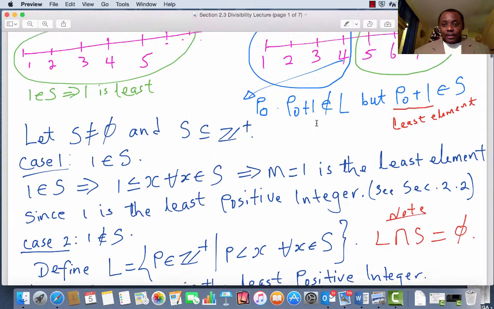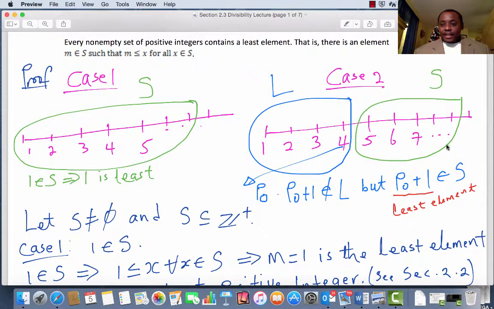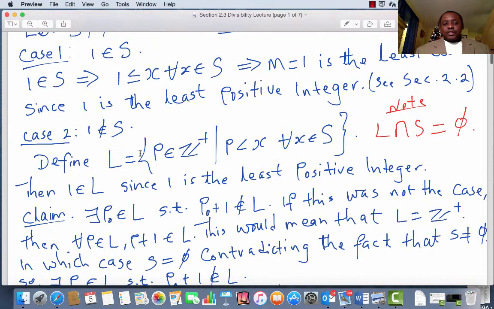Just like I mentioned here, that is my S. L, there is no element in common between L and S. So if I define L to be the set of all positive integers P such that P is less than X for every X in S, then we can see that L intersection S is an empty set. Now, the element 1 is in L because 1 is the least positive integer, so obviously it is less than all the elements in S.